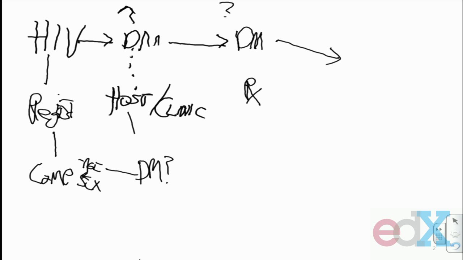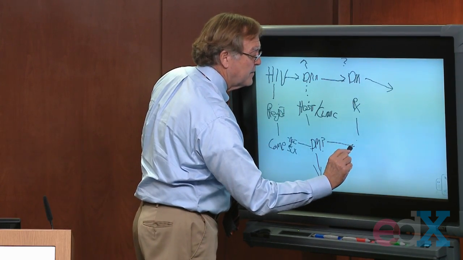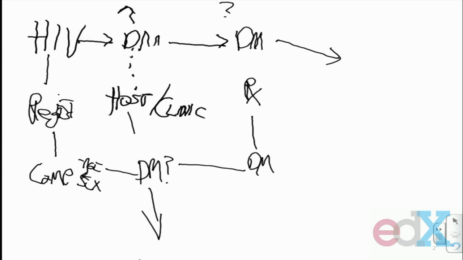Do they have a diagnosis of diabetes? If yes, they were out. Did they have any treatment for diabetes? If yes, they were out. And now we've got our study populations.